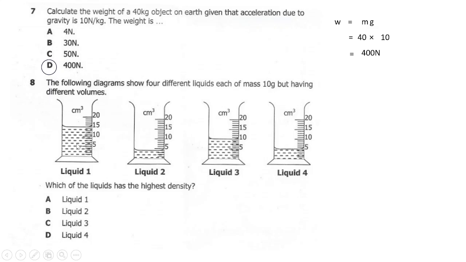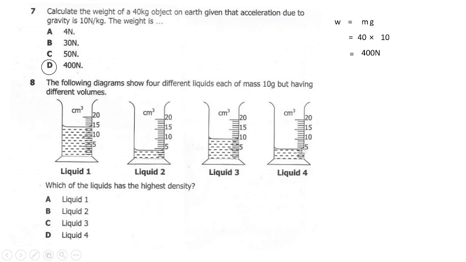So this liquid, though it is 10 gram, the volume is somewhere, if we check properly, there at 15. Then when we come at liquid 2, if this is 5, that line, then this should be 4 cubic centimeters. Then liquid 3, the volume is at 10 cubic centimeters. Then liquid 4 is at 5 cubic centimeters. So the question says which of the liquids has the highest density?